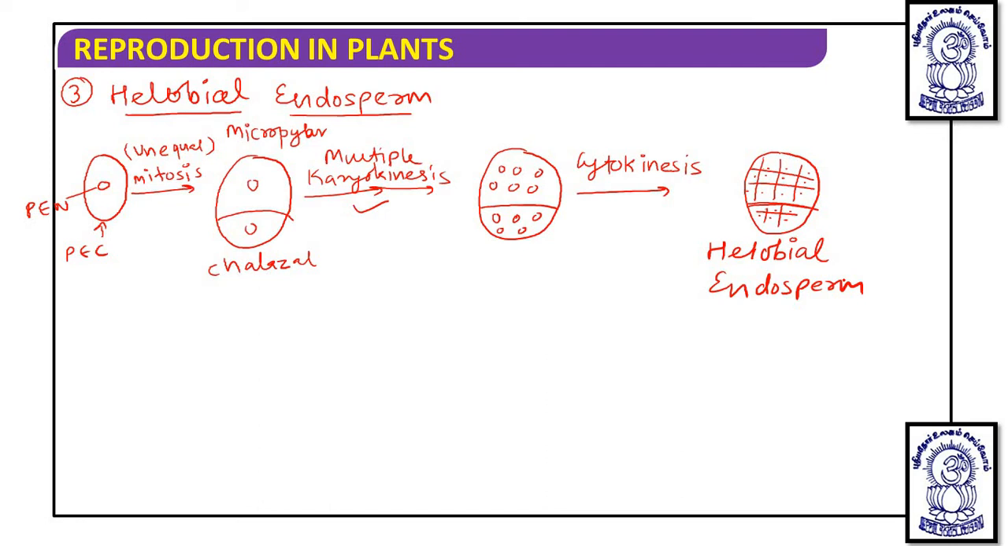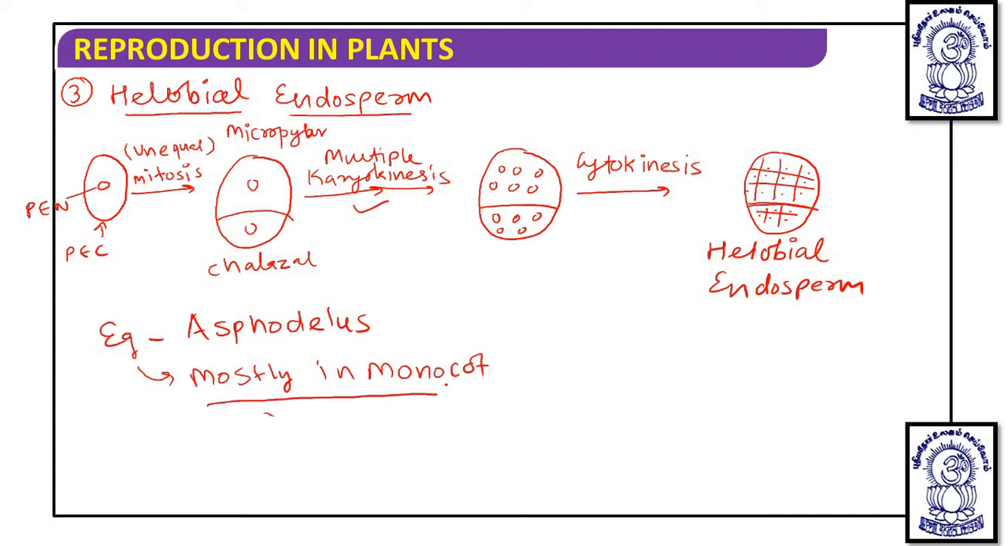Okay, so this type of endosperm is restricted largely to the monocots. Okay, you can write an example, one that is known for this, that is Asphodelus, and mostly you remember that mostly in monocot this type of endosperm is going to be found.